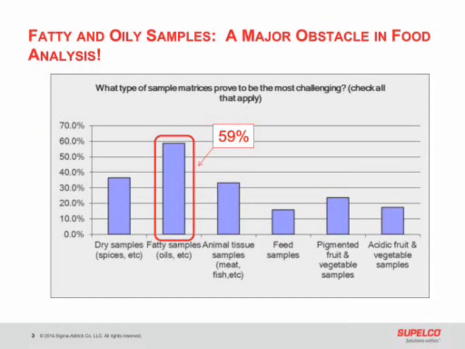So in a recent survey to food analysis chemists, we asked, what type of sample matrices proved to be the most challenging? We found that 59% of the respondents indicated that fatty samples or oils were among the most challenging. The analysis of oily or fatty samples presents a challenge due to the heavy matrix effects. In the case of GCMS, fatty matrix can cause contamination of the GC inlet, column, and detector.